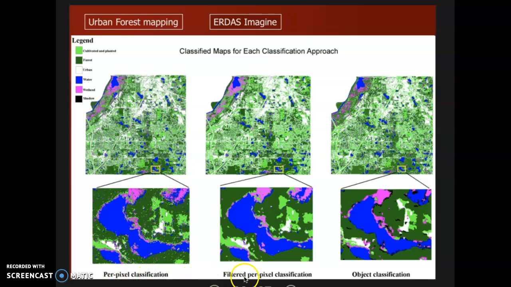And there are different types of classifications you can do. We're not going to get into the details. If you go to grad school for this sort of thing, you will learn them. Things like per pixel classification, a filtered per pixel, object classifications, all sorts of different methods and mathematical equations that the computer can use to classify. And it can change the way your map looks. So these decisions that you make as the user, on the user end, is really important.